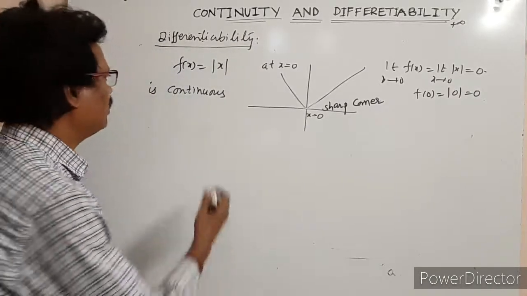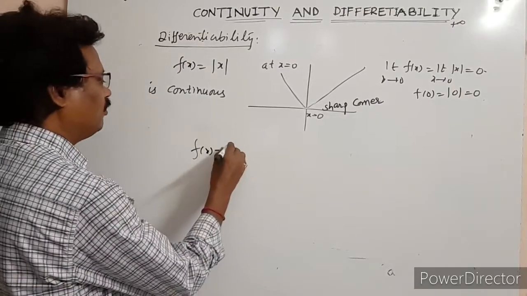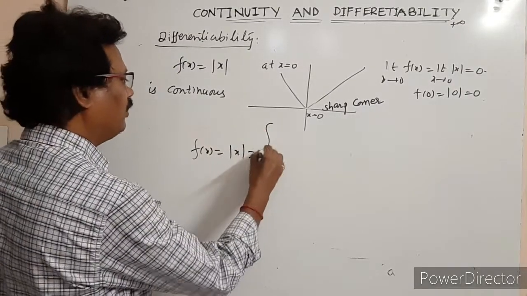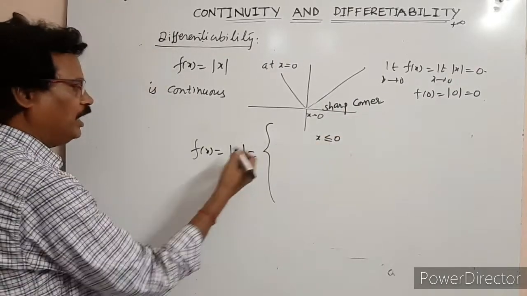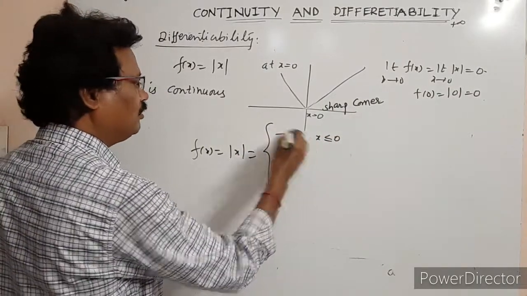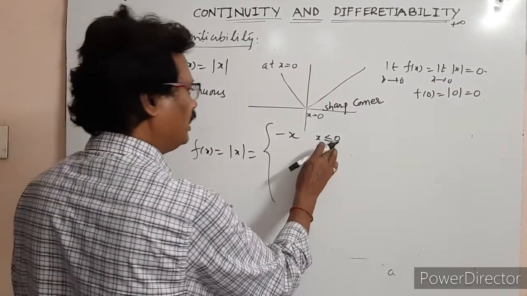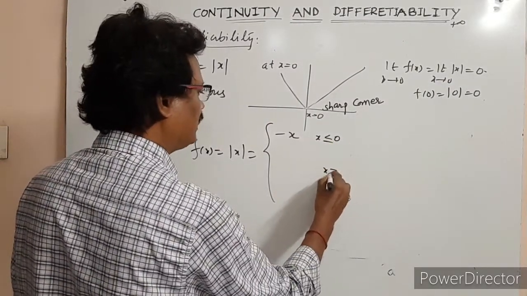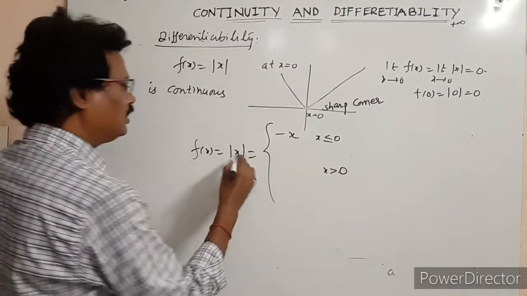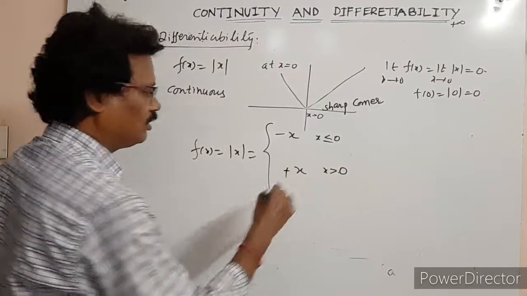Now this problem also we can solve like this. f(x) is equal to mod x. This mod x will be written like this. If x is less than or equal to 0, x is a negative number, that mod x is nothing but minus x. If x is greater than 0, then this is plus x we got.